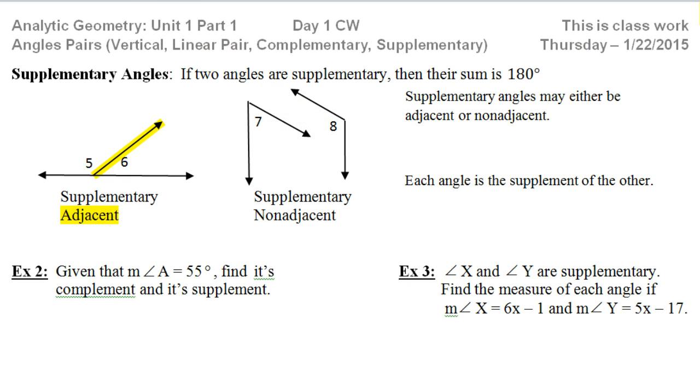Then we have supplementary angles. Supplementary angles add up to 180 degrees. A straight line forms a 180 degree angle. So two angles that are supplementary, if they're adjacent like these are, will always form a straight line. But they don't have to be adjacent, they don't have to be touching in order to be supplementary. So if angle 8 here was 100 degrees and angle 7 was 80 degrees, well, that adds up to 180. So these two angles would be supplementary.